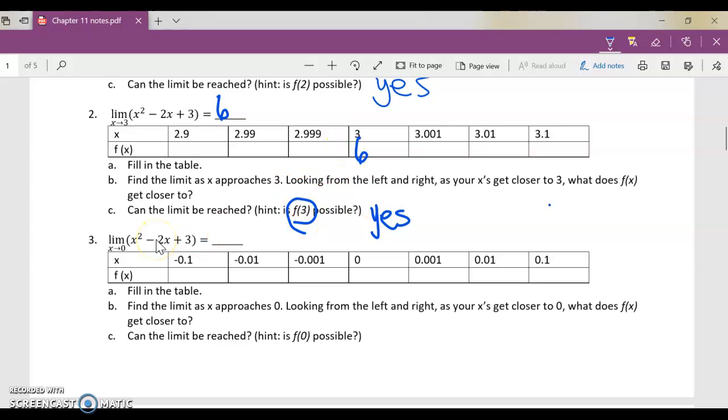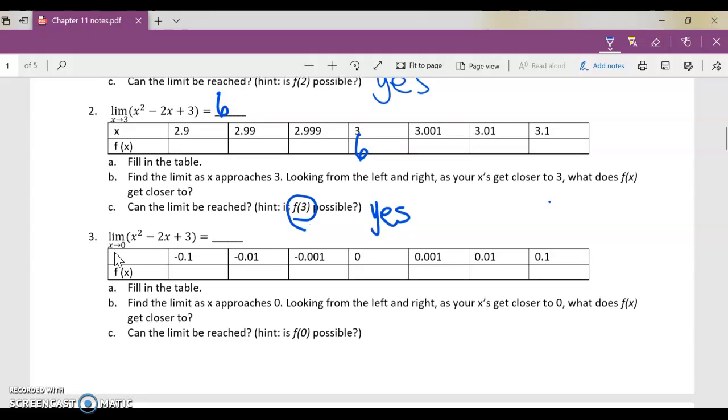I am not going to walk through number 3. You are welcome to try that on your own. And you can check your answers by thinking about what we said for the limit as x approaches 0 when we did direct substitution and when we looked at the graph.